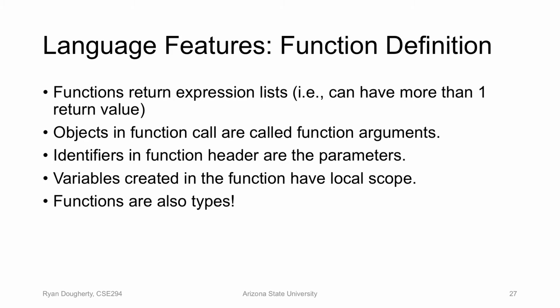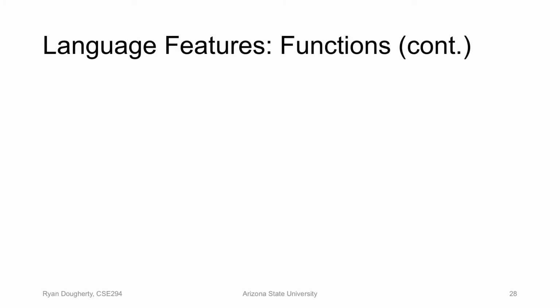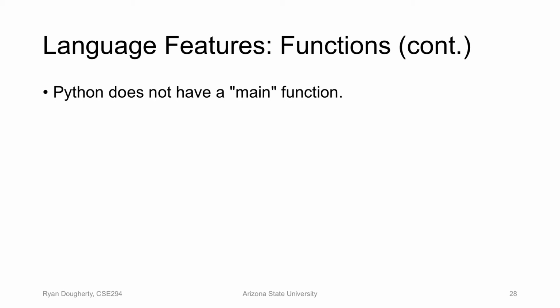All right, cool. So functions are also types. So you can pass functions around just like you can do with variables. So this is just a simple example: a square which takes an integer returns the multiplication of that integer with itself. Cool. So there's no main function in Python. In a sense, there's no main that you can call.